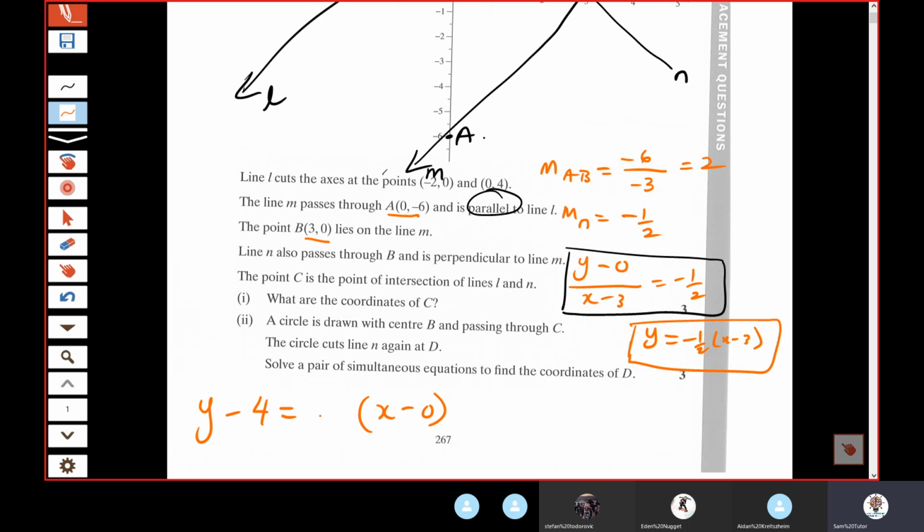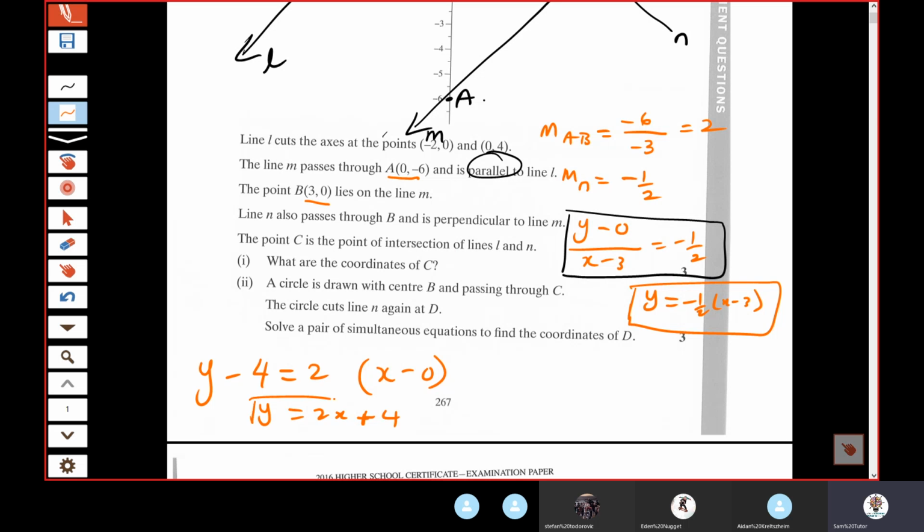But don't we already know the gradient? Isn't the gradient just 2, because they're parallel? So you get y equals 2x plus 4. You plus the 4 over, and you're just going to solve that and that simultaneously. Go ahead, let's get our coordinates of C. See how, again, there's no direction. So these are probably the hardest ones to do in an exam because there's no direction. You're just meant to know what it means when it says parallel, and what it means when it says perpendicular.